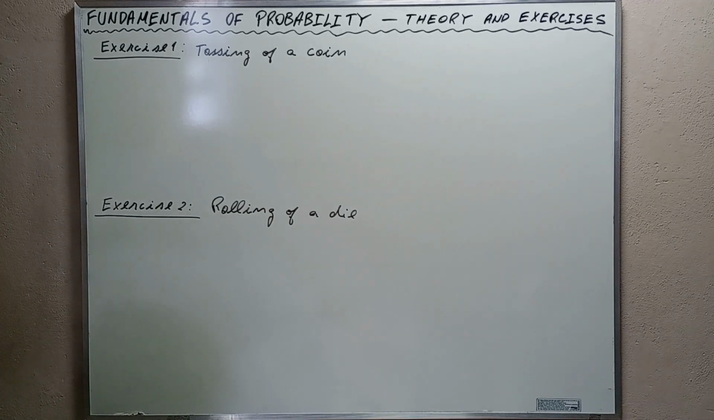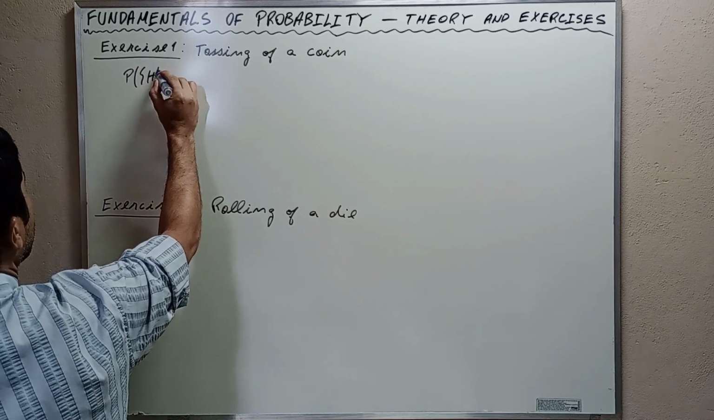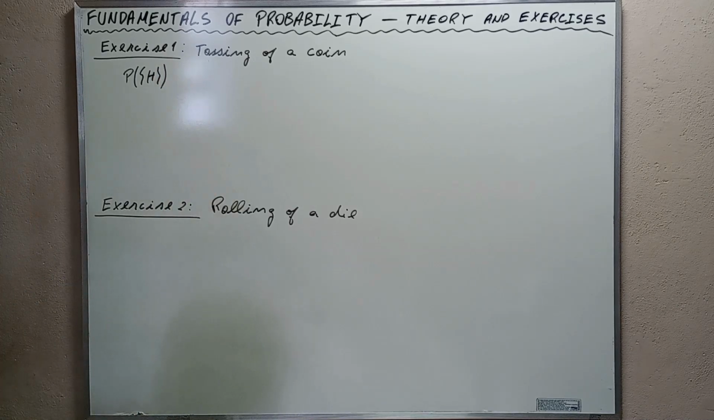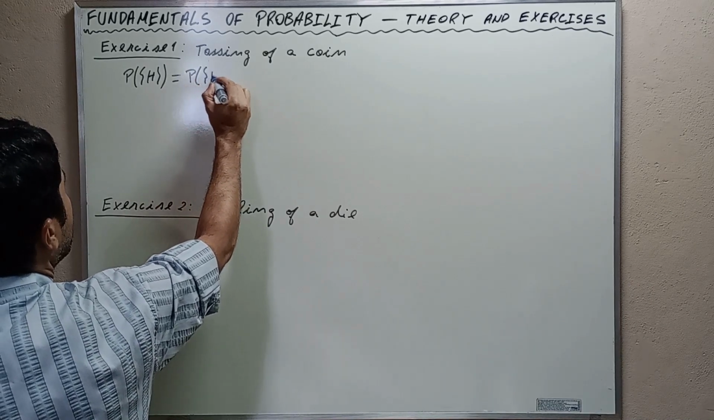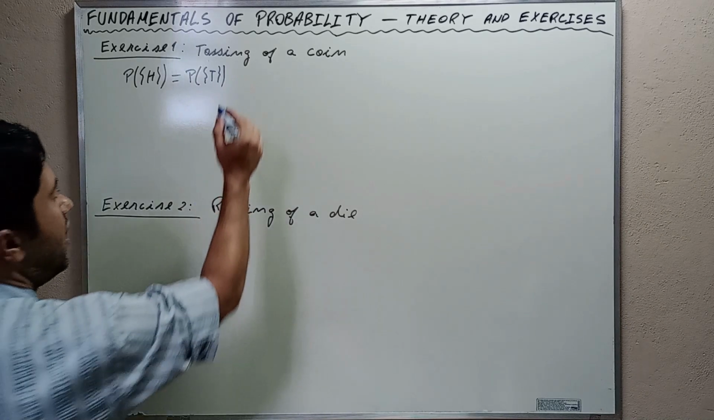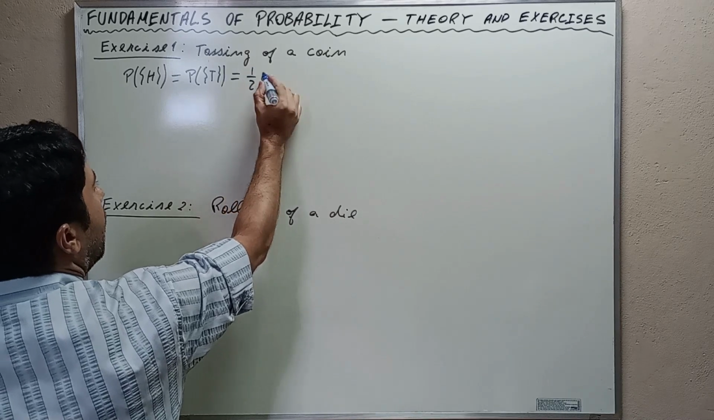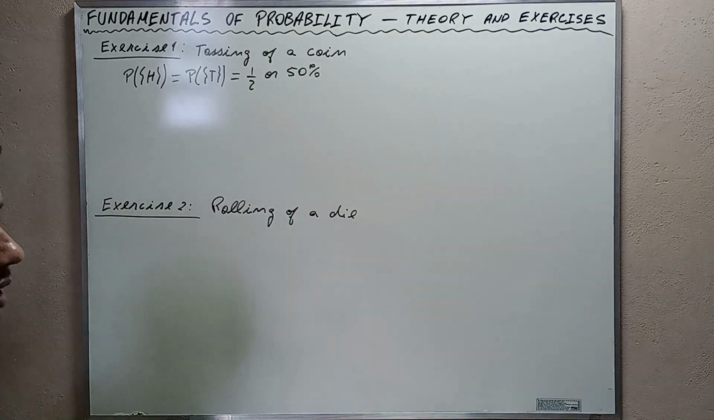As heads and tails are equally likely in a balanced coin, then their occurrence have equal probability. That is, the probability of a head is equal to the probability of a tail, which is a half, or if you prefer, 50%.